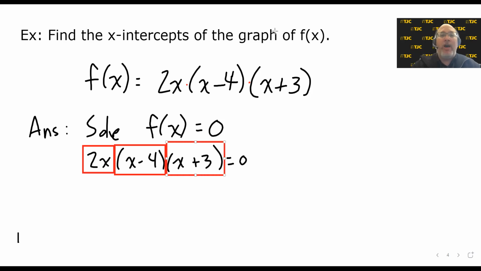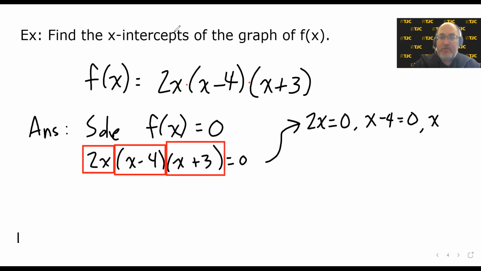And because this product is equal to 0, we can use the zero product principle that says all we have to do is put each factor equal to 0. Let's do it over here. All we have to do is put each factor equal to 0. So 2x is equal to 0, x minus 4 is equal to 0, and x plus 3 is equal to 0. That separates the x's from each other, and we can solve them individually. The first one we would solve by dividing both sides by 2. That would give us x equals 0. The second one we can solve by adding 4 to both sides.